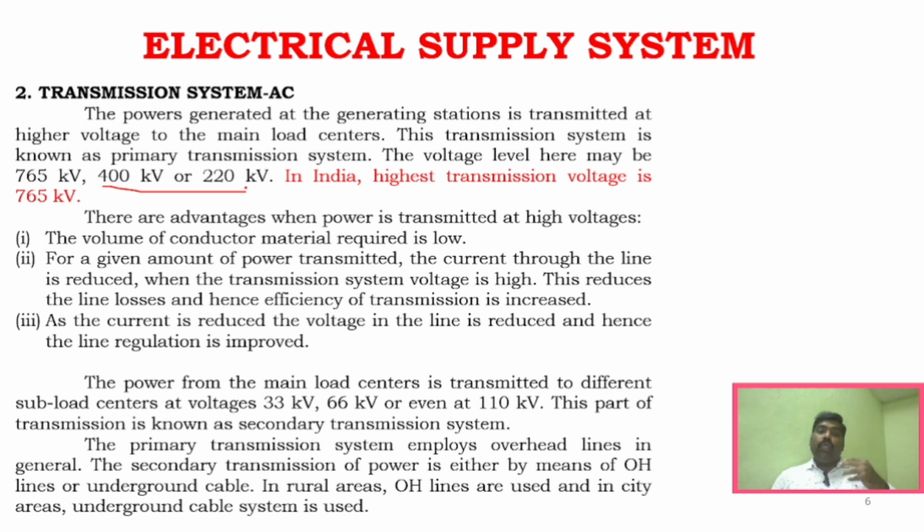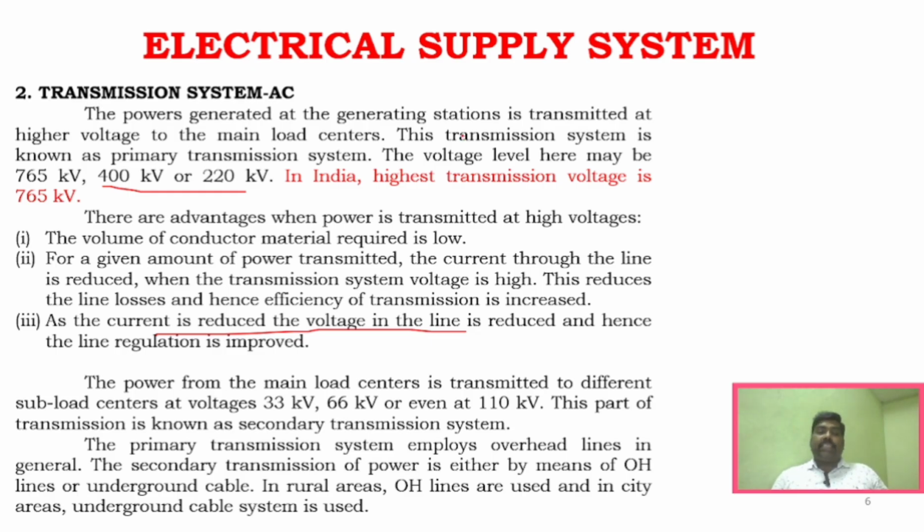And why do we use high voltage for transmission? That's because the volume of conductor material required is low. That is very important. Another thing is, for a given amount of power transmitted, the current through the line is reduced and the efficiency is increased. The third important point is, as the current is reduced, the voltage drop in the line is reduced. The line regulation is improved.